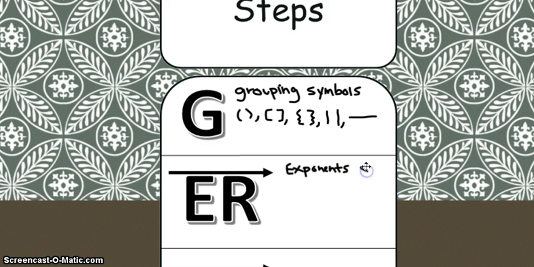Exponents are when you have a number and there's a number above it. That's exponents. And radicals, which look like this. Alright, and when you do exponents and radicals, you want to go from left to right. So if a radical comes before an exponent, you're actually going to do the radical first. Even though it goes ER, it's always left to right.